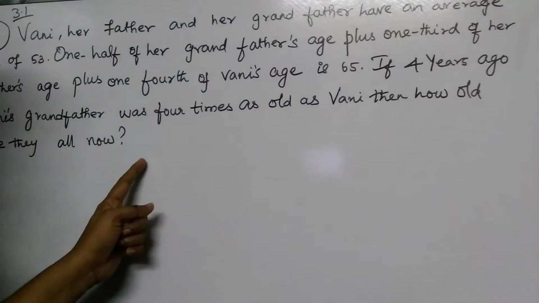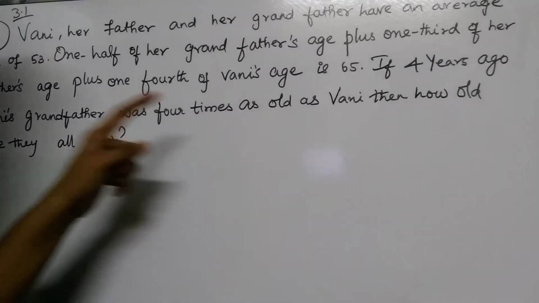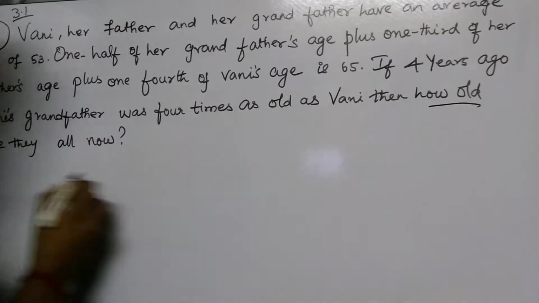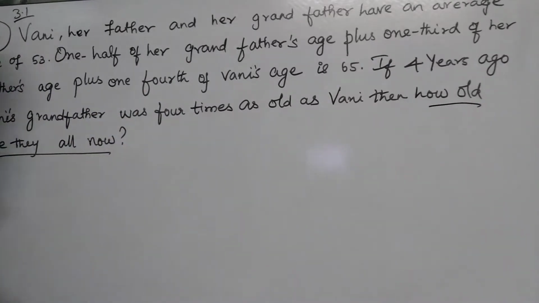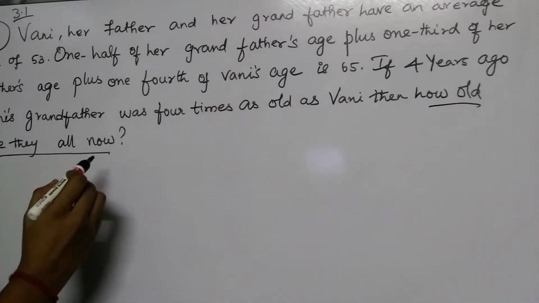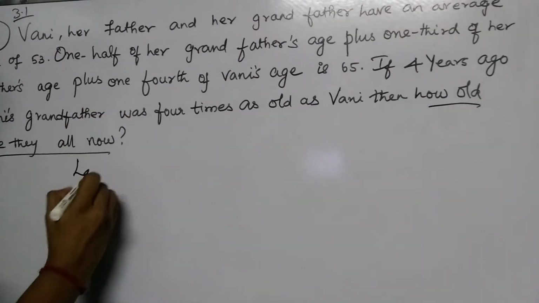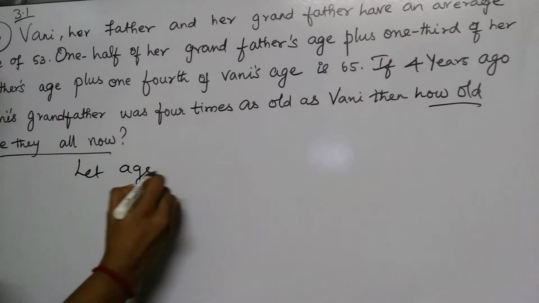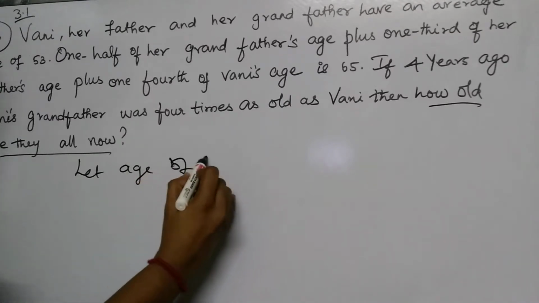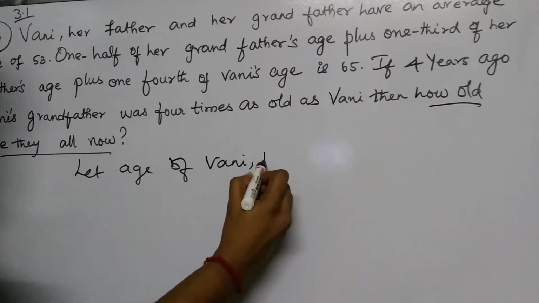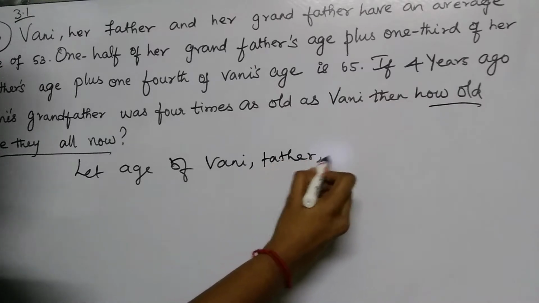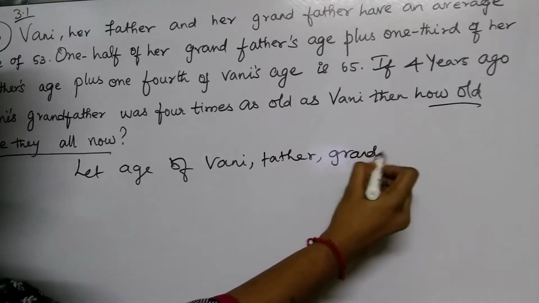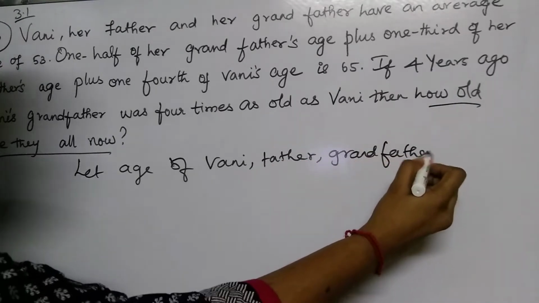all now? So your question is the present age. How old are their ages all now? That is the present age is the question. So first find the ages. Let the present ages of Vani, father, and then grandfather be x, y and z. Mark it as x, y and z.